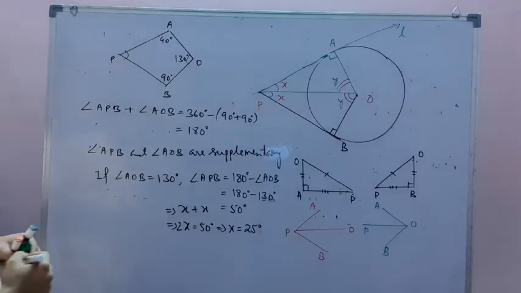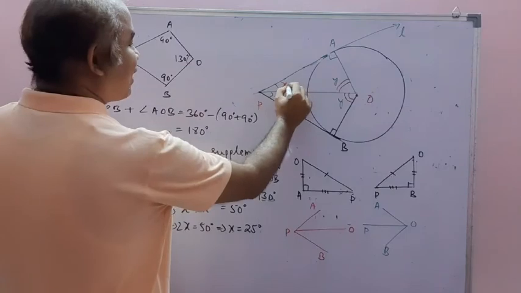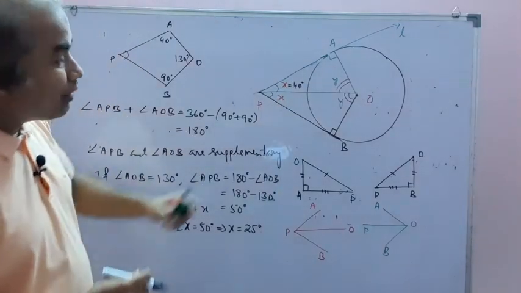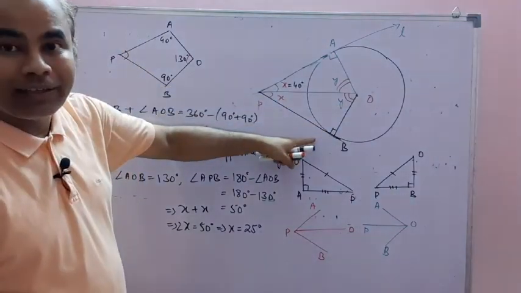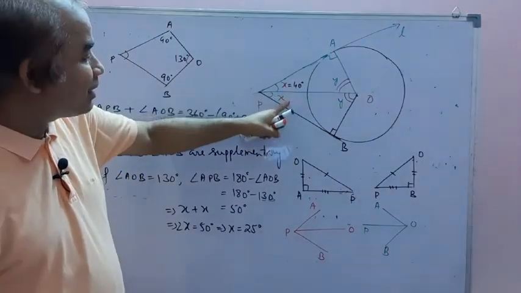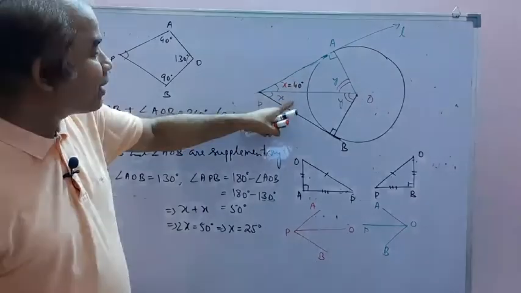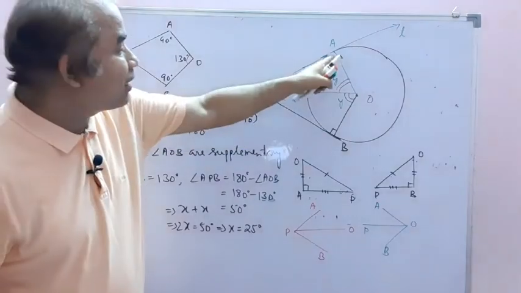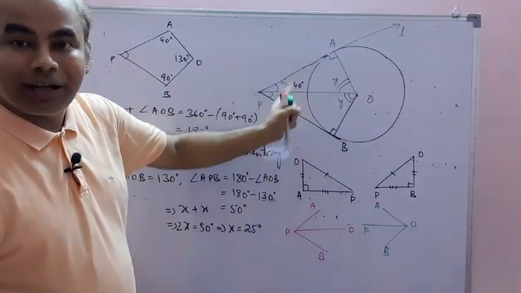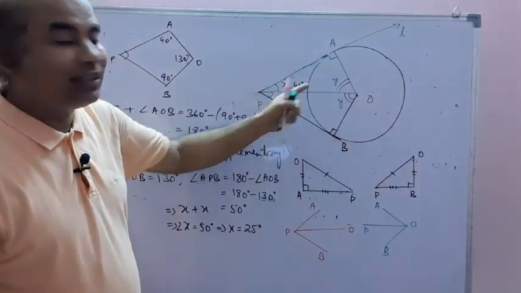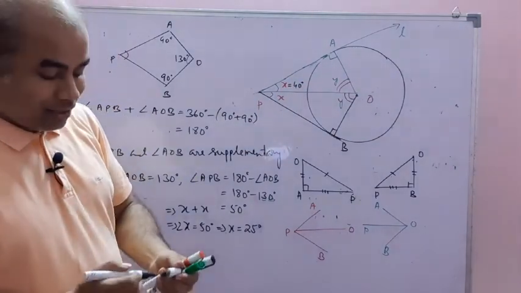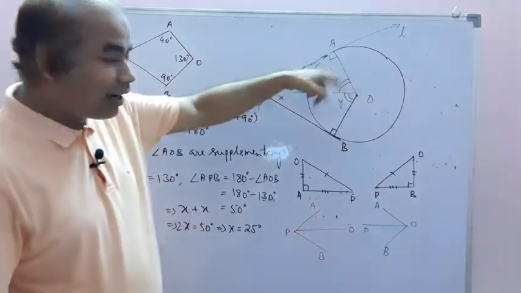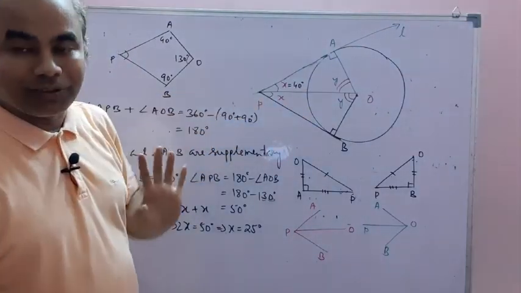Or suppose only this angle is given, say this angle is 40 degrees, and you are asked to find angle AOB. This angle is 40, so this is also 40. So 40 plus 40, angle APB is 80. Then what is angle AOB? From 180 you subtract 80, and you get 100. So these are the numerical problems that are asked. You can find them in your exercise based on this.